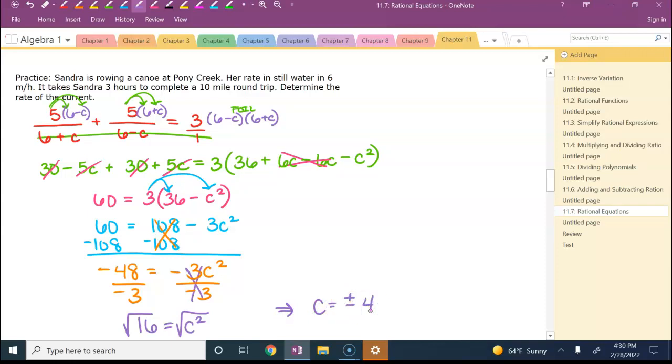We're talking about speed, okay, and how fast something is traveling. It's not going to have a negative speed, so we're going to take the positive option here. So the current is going 4 miles per hour.